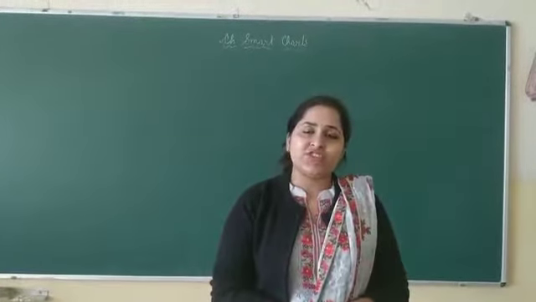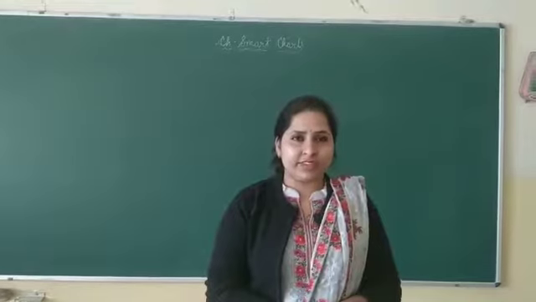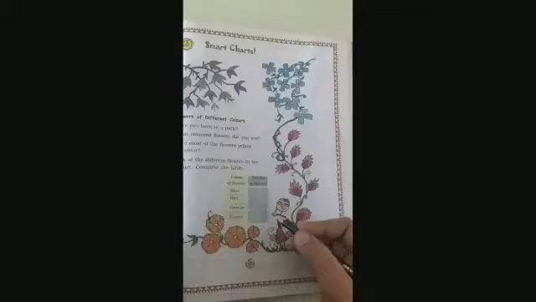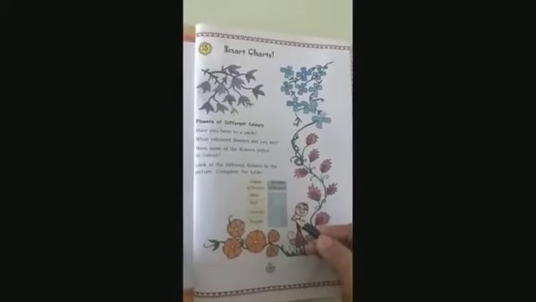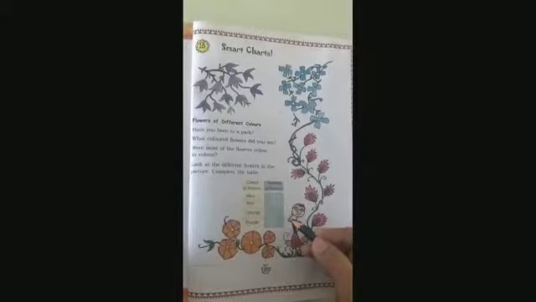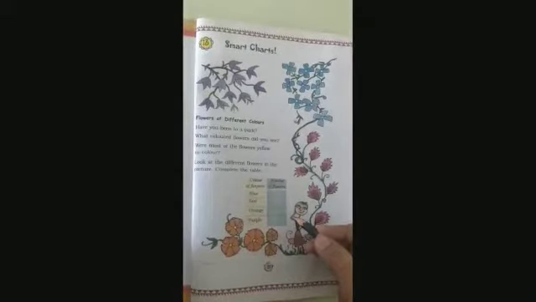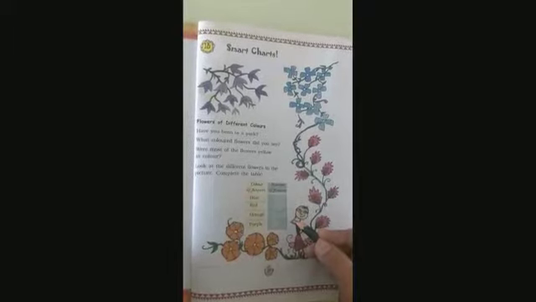Students, today we are going to start a new chapter, that is chapter Smart Charts. So let us start this chapter from page number 177 of your maths book. Children, this chapter starts from here, page number 177. Here you can see different flowers are given. So here is a question based on these flowers.